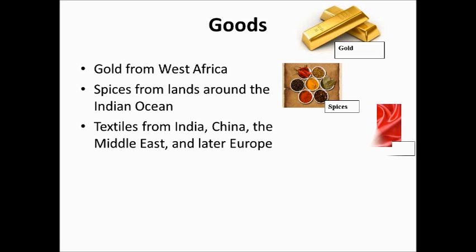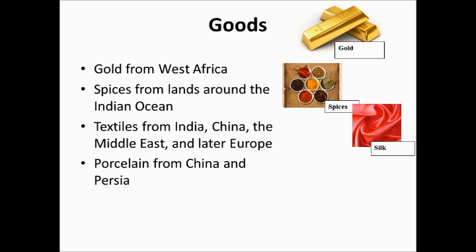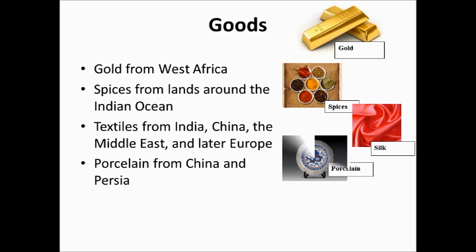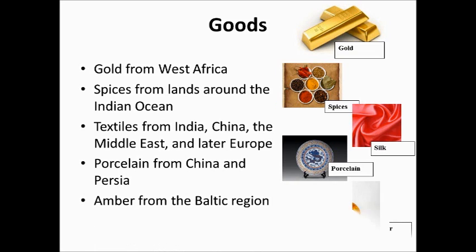We're talking about silk as the primary one, but India, the Middle East, all will produce not just silk but other cloth as well. Porcelain from China and Persia. Another name for porcelain is china, so that's where it's going to come from. And then later on, Persians are also going to take over part of that trade as well. And then amber from the Baltic region.